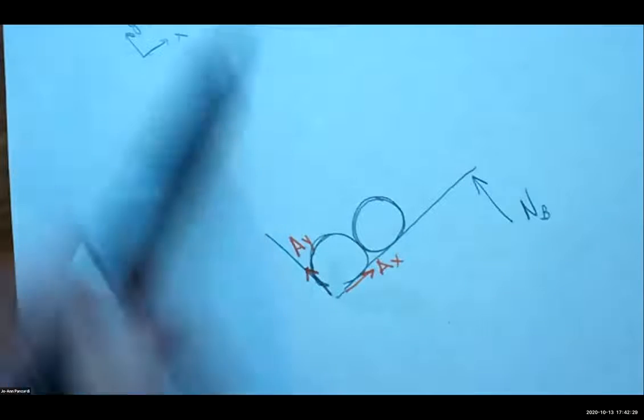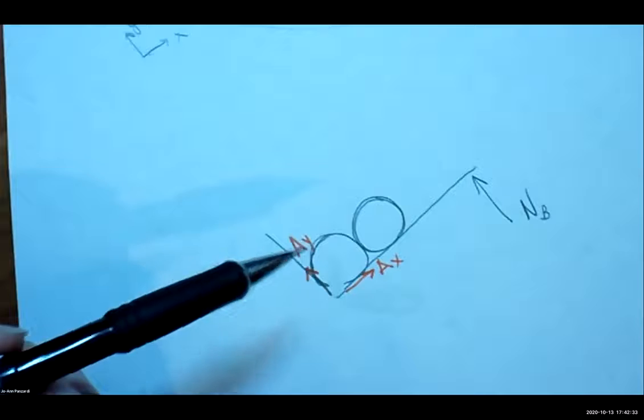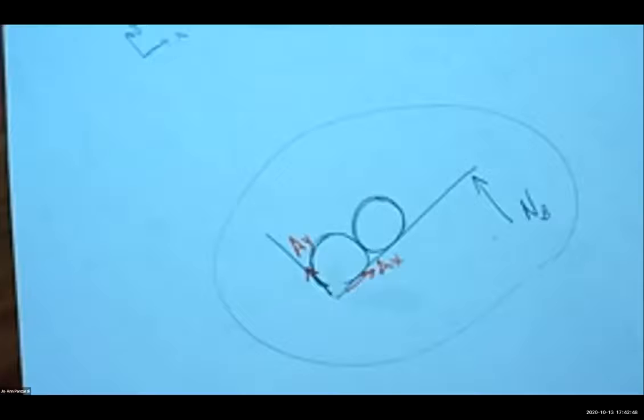All right, so let's see. The normals all cancel, and I only have AX, AY, and NB. Are you getting more comfortable with free body diagrams? Yeah. Okay, that's why we're going to do so many of these. That's why you have 30 to do.